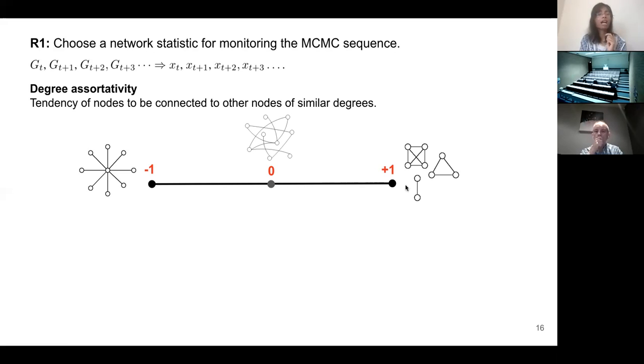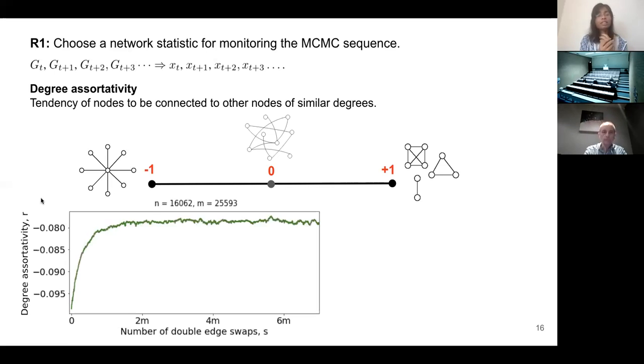On the other hand, if we have a group of cliques where every node's degree is the same as its neighbor, in that case, the degree assortativity would be +1. On the other hand, if we have a completely random network, it's more likely to have a degree assortativity close to 0 than to -1 or +1. So here's an example of how the degree assortativity of an empirical network of around 25,000 edges changes as and when more and more swaps are applied.